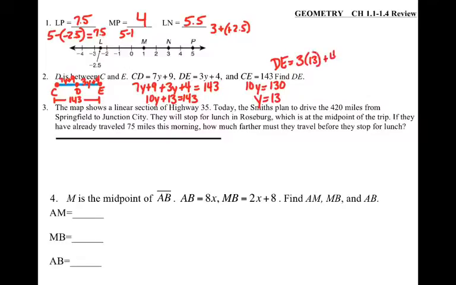So after you get y is 13, you got to go back and plug in, because it doesn't say find y, it says find DE. So you plug in the 13 and you get 39 plus 4, which is 43.